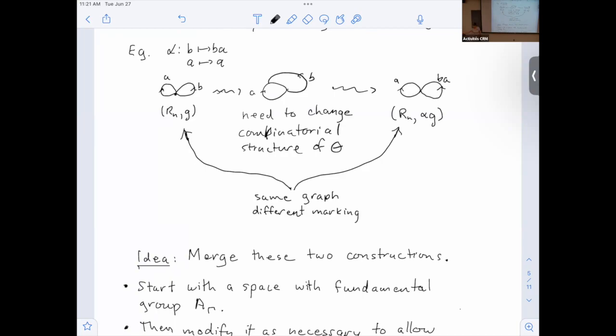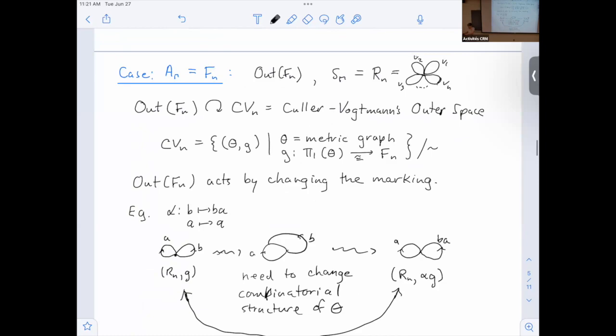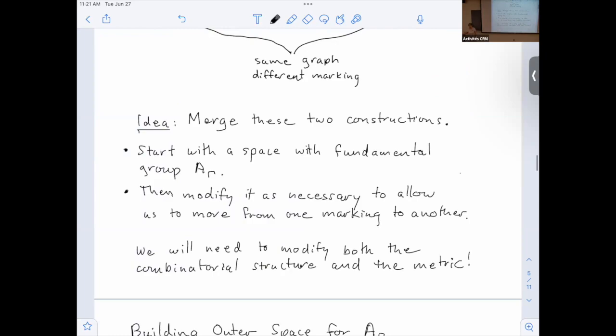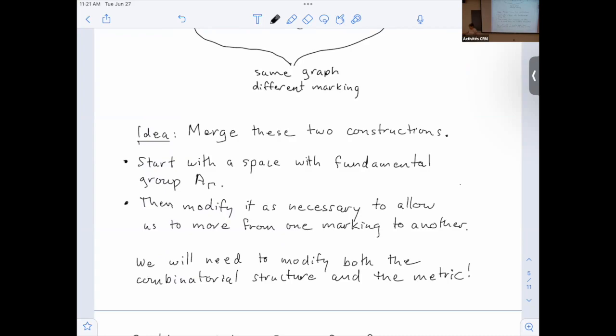So what's the idea in both this case and in the other case, in both the previous cases? We started with the Salvetti complex and then modified it. We started with either a torus or a wedge of spheres and then started modifying. Okay, so we want to start with a space with fundamental group A gamma. There's an obvious space. How about the Salvetti complex? That's the obvious thing to start with. So we're going to start with the Salvetti complex and start modifying it, then modify it as necessary to allow us to move from one marking to another.